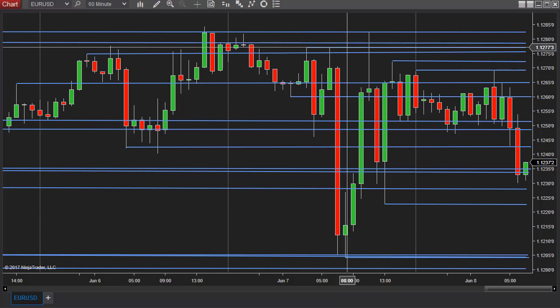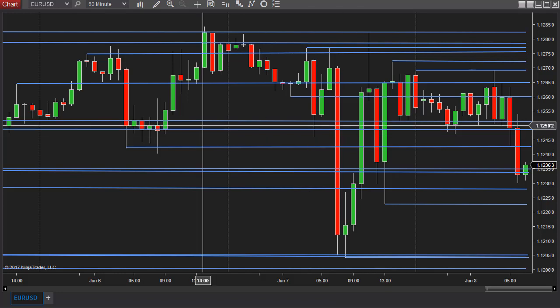This is Gail with TradersHelpDesk, and I just wanted to go over support and resistance, just a quick overview. You can see I have a Eurodollar 60-minute chart, and I have already marked the highs and the lows on the chart. Now, highs and lows are extremely important because this is what causes the waves in the market.